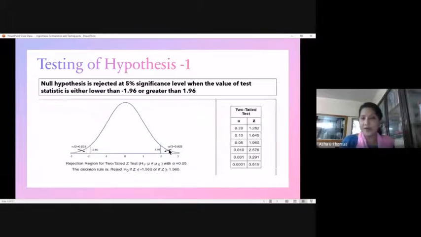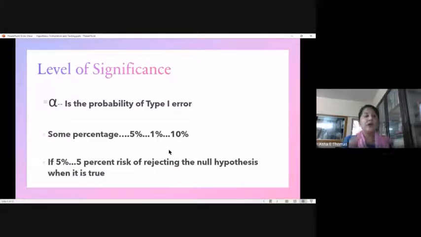So I'll just go back to the previous one, repeat it once more. Level of significance is nothing but the probability of commission of type 1 error. Now, what is type 1 error? We know that it is rejecting the null hypothesis and accepting the alternative when it is true, and it is denoted by alpha. Now, the generally used percentage levels of significance are 5%, 1%, 10%.